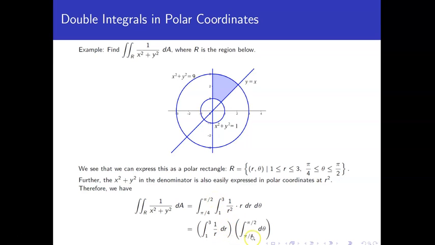Notice in this case we can split it into two pieces because we have constants for both sets of limits of integration, and there is no theta in the r part. So I can do an integral from 1 to 3 of 1 over r dr, and just pi over 4 to pi over 2 for d theta. And if you do the simplifying, this part becomes pi over 4, and this part becomes natural log of 3.